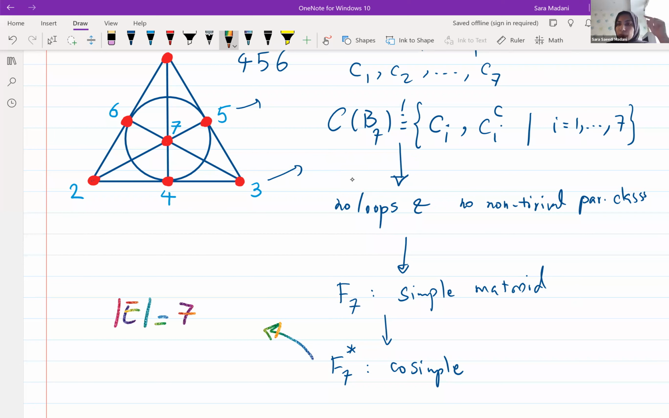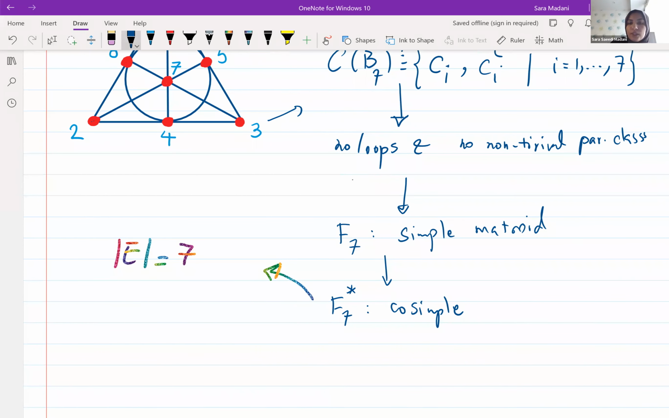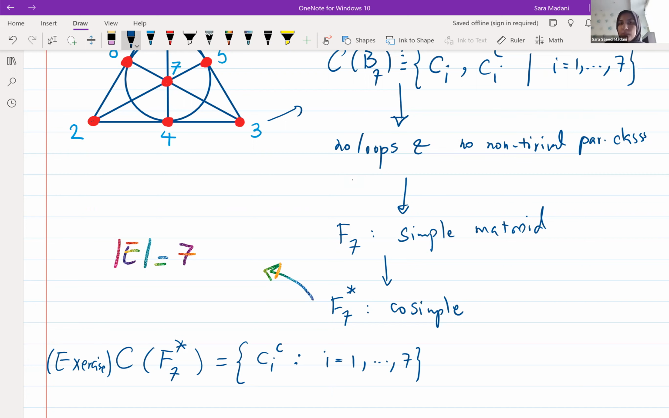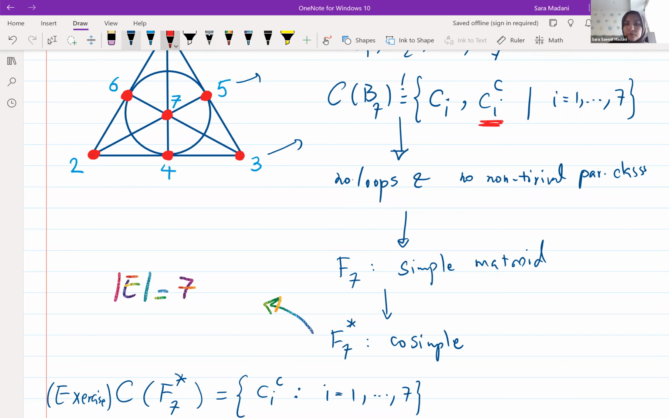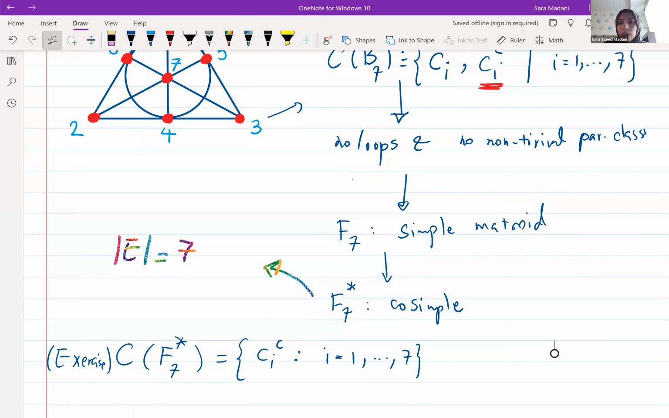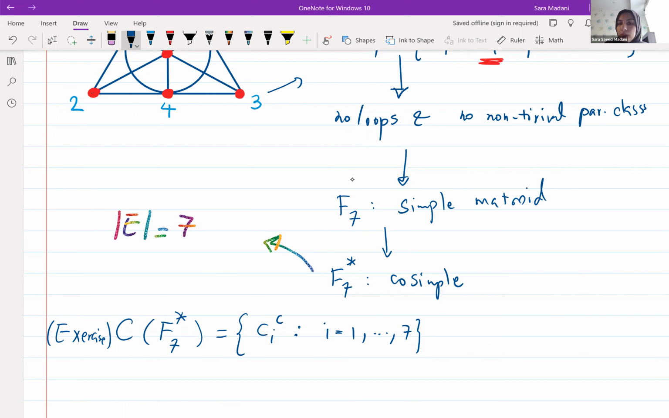is 7. By our formula, what I need to compute is the number of cycles. To see what the cycles of this matroid are, I need to see what the circuits are, and then I take the disjoint union. You can see that the circuits of this F7 star, I'm putting it as an exercise for you, but it is just some combinatorial games. You can see that they are just the complements of what you see in the picture, some four-element subsets. They also appeared there. They are 21 in total. No, here in C of F7 star, they are just 7.